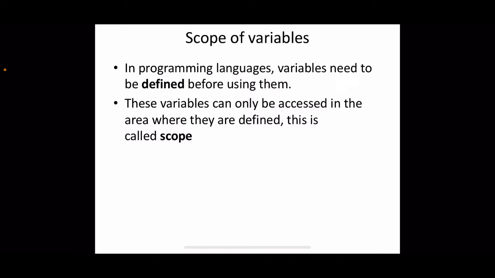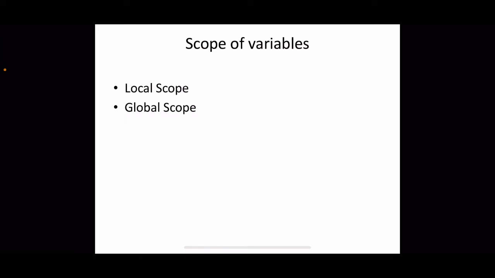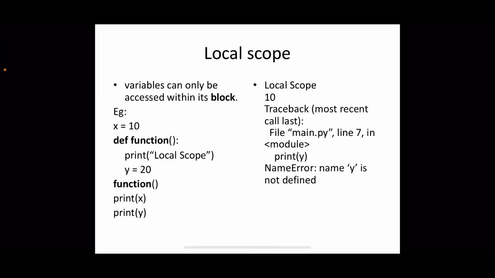Now let us see what the different types of scopes available in Python are. Mainly we can divide the scope of variables in Python as local scope and global scope. Let us see one by one. First one is local scope. If a variable is in local scope, that means that variable can only be accessed within the block where it is actually defined. Within the block only we can access the corresponding variable. Let us see an example for that.